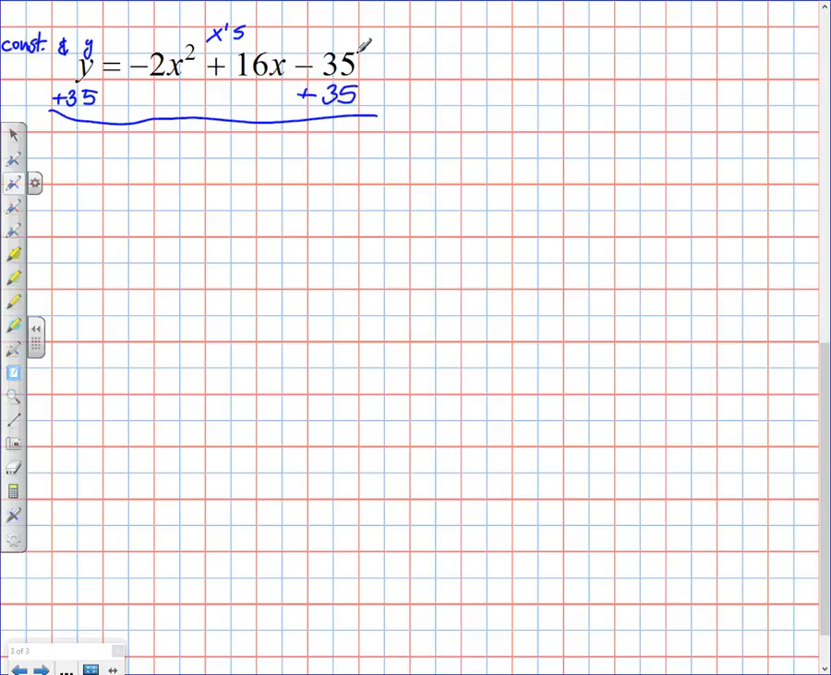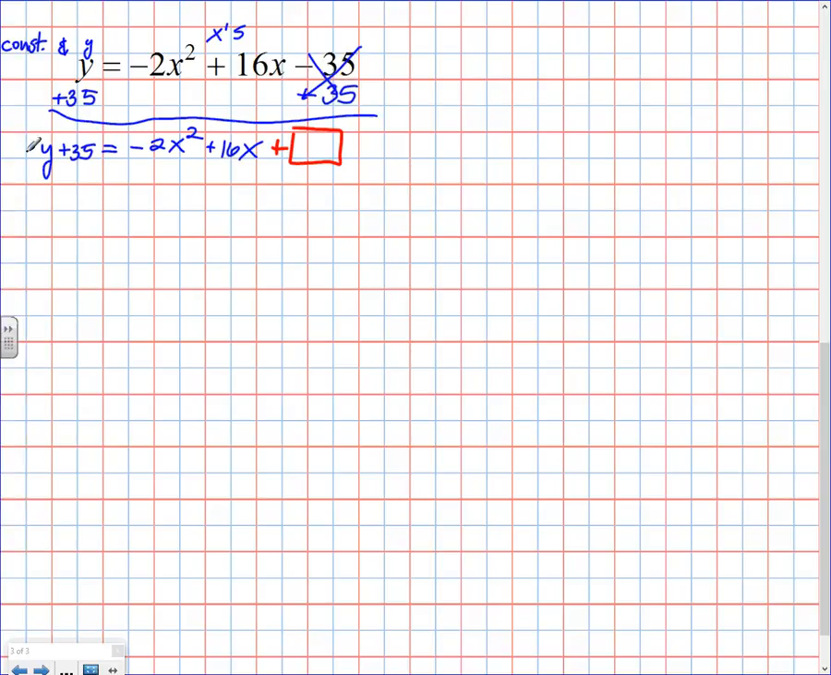Now, these will cancel. So what I have is negative 2x squared plus 16x and blank, and then these can be combined. So the answer will be y plus 35. Now I'm going to add a number here, and whatever you do to one side, you must do to the other side. I'm going to add the same number over here.